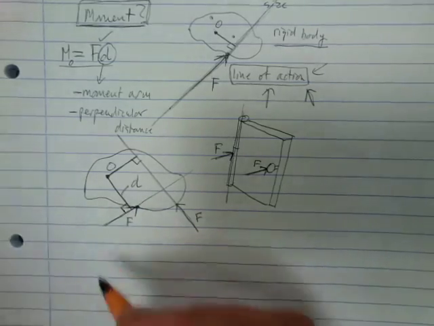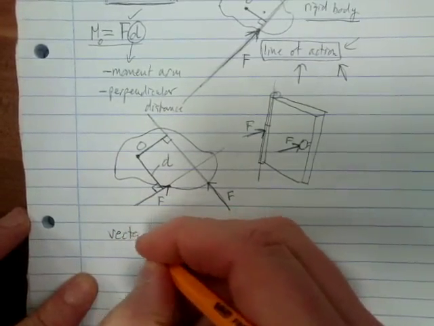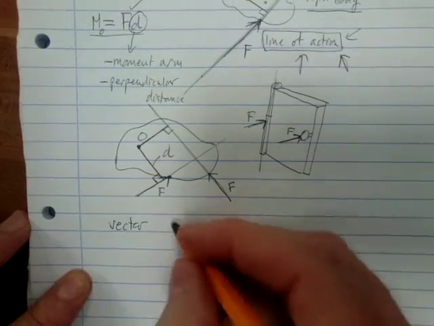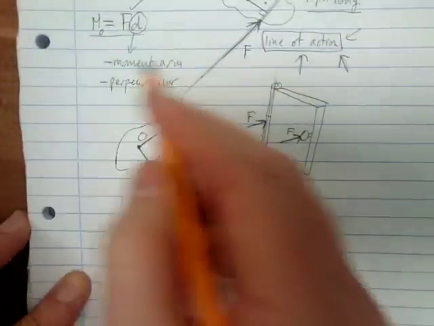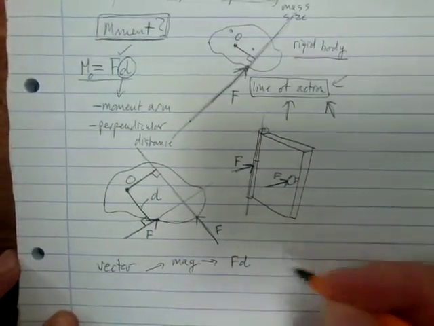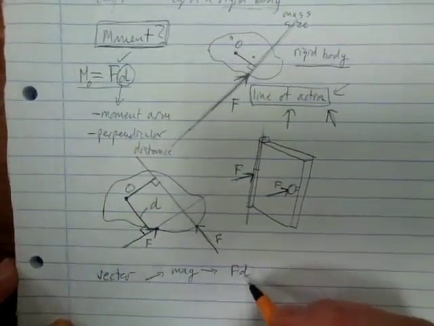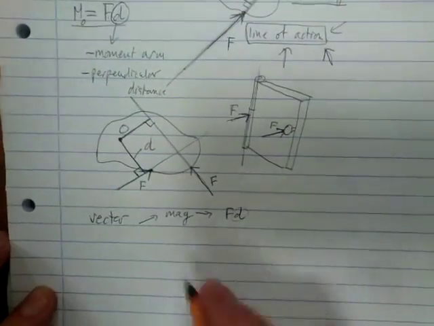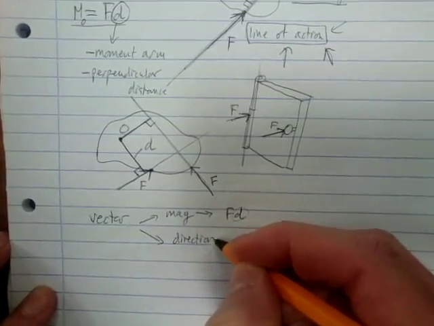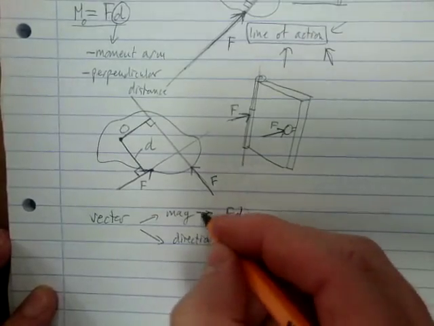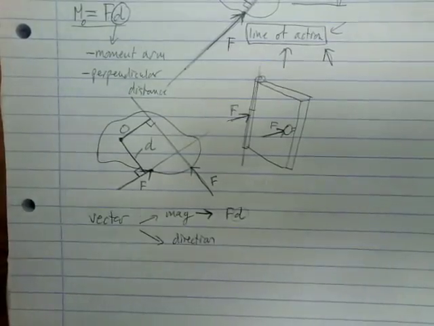The next thing I want to mention is that moment is a vector. When we speak about the magnitude of a moment, the magnitude is simply equal to F times D, and D is our moment arm or our perpendicular distance. Now guys, students struggle with this every year, and I really want you to get an intuitive feel here.